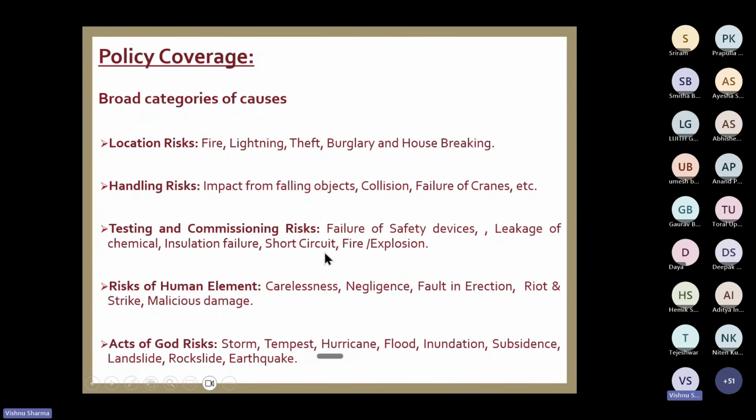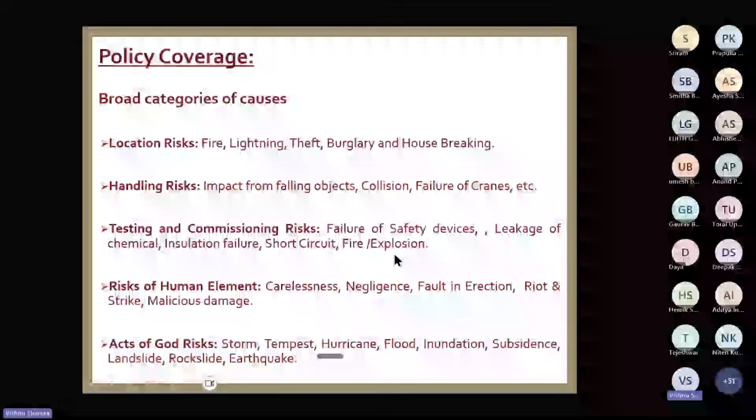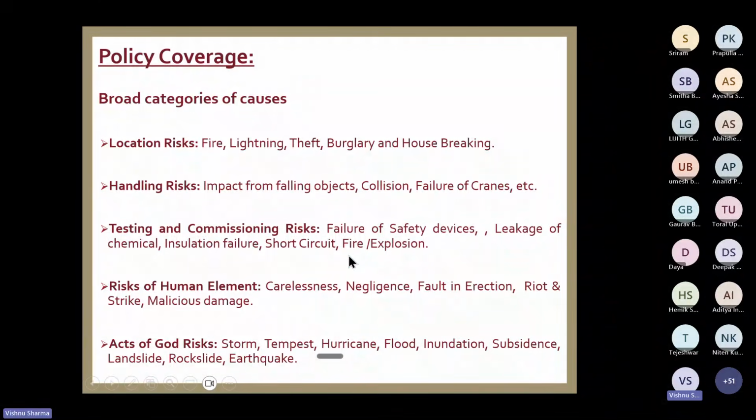Testing and commissioning risks: failure of safety valves. During testing, if a valve fails, then of course there would immediately be an explosion. Then there could be leakage of chemicals, insulation failures, short circuiting, explosion. All these things take place during the testing stage, and the testing stage is the most critical stage. Understand? During this stage, a lot of accidents take place.